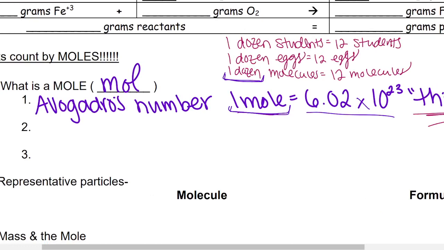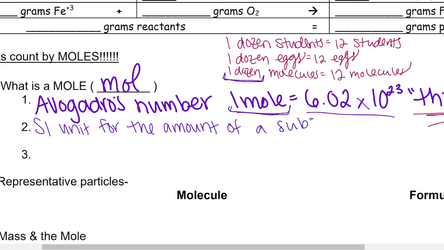So we use this to tell us the amount of a substance. So this is the SI unit for the amount of a substance. And then the other thing I want us to write is actually what this number represents. So 6.02 times 10 to the 23rd. Since it's been a while since we've used anything with scientific notation, that's how we call that format of number.